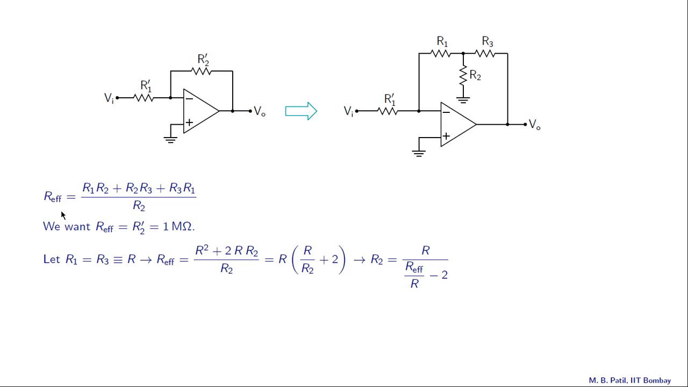Here is our expression for R effective, and we want R effective to be 1 meg. So what we will do is take R1 and R3 to be equal, and we will call that R. Then R effective turns out to be this expression here, and we can now solve for R2 as R divided by R effective by R minus 2. For R equal to 10K, for example, R2 turns out to be 102 ohms.